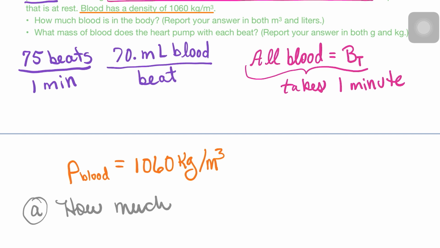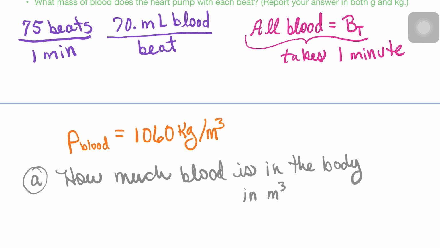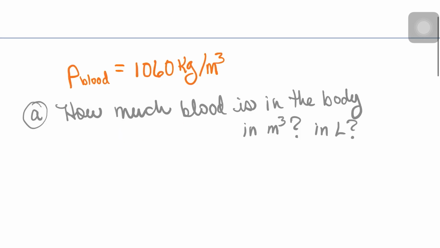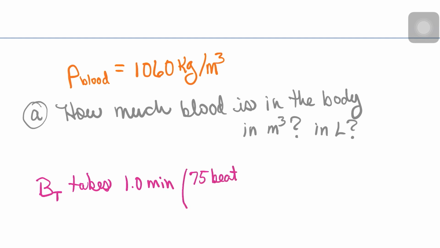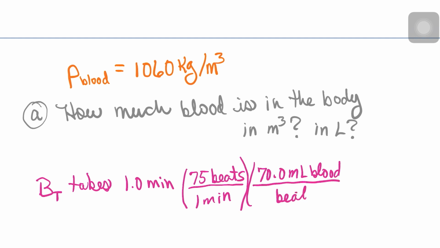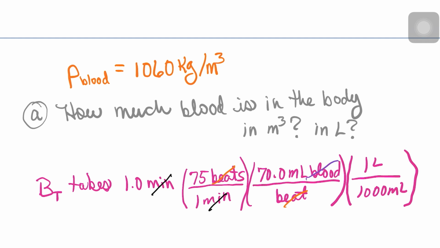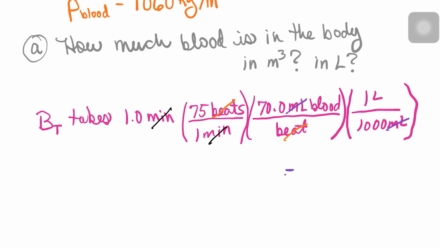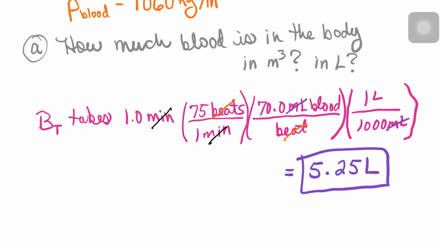So the first part of this problem is how much blood is in the body in meters cubed and in liters. Okay, so if all of the blood takes a minute, I'm going to multiply that by 75 beats per minute, multiply that by 70 milliliters of blood per beat, and then do the appropriate conversion factor to get my quantity into liters. And so there's my answer in liters.